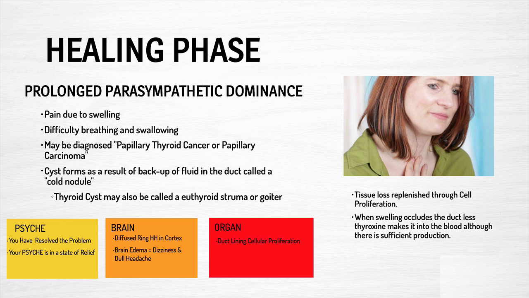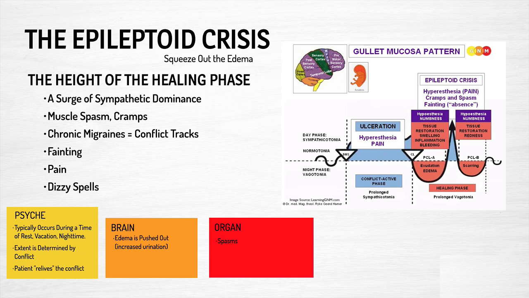And so when the swelling occludes this duct, less thyroxine will make it into the blood, although there is sufficient production. So the epileptoid crisis is a little more specific with this particular area because it's a gullet mucosal pattern. And so when you're dealing with the premotor sensory cortex and the healing phase, there are a few specific things that you might expect during the epileptoid crisis, which again is that height of the healing phase.